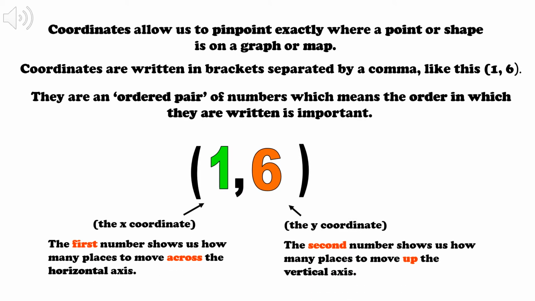So, coordinates allow us to pinpoint exactly where a point or shape is on a graph or a map. Coordinates are written in brackets separated by a comma. They are an ordered pair, which means the order in which they are written is important. The first number shows us how many places to move across the horizontal axis, which is the x-axis. And the second number shows us how many places to move up the vertical axis, which is the y-axis.